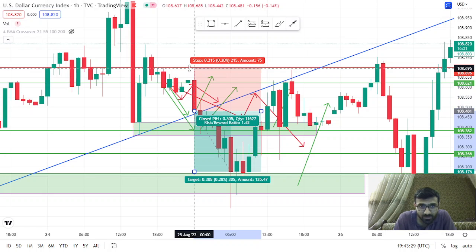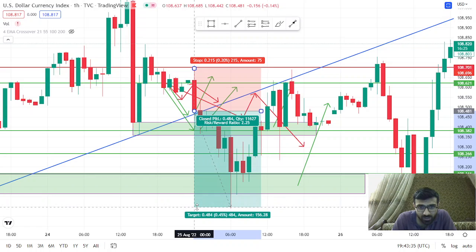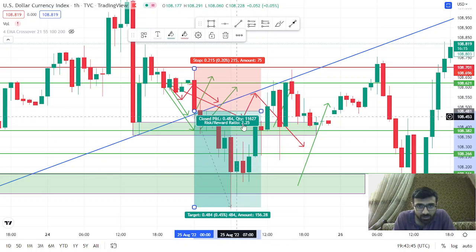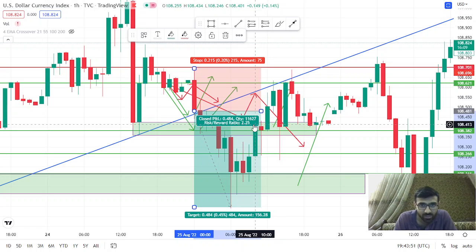Okay, so this would have been our stop loss, and this was the first scenario where the selling setup worked perfectly, and you can clearly see the risk to reward of 2.25%. If you had risked only 1%, then you could have easily made a 2.25% profit from this trade.